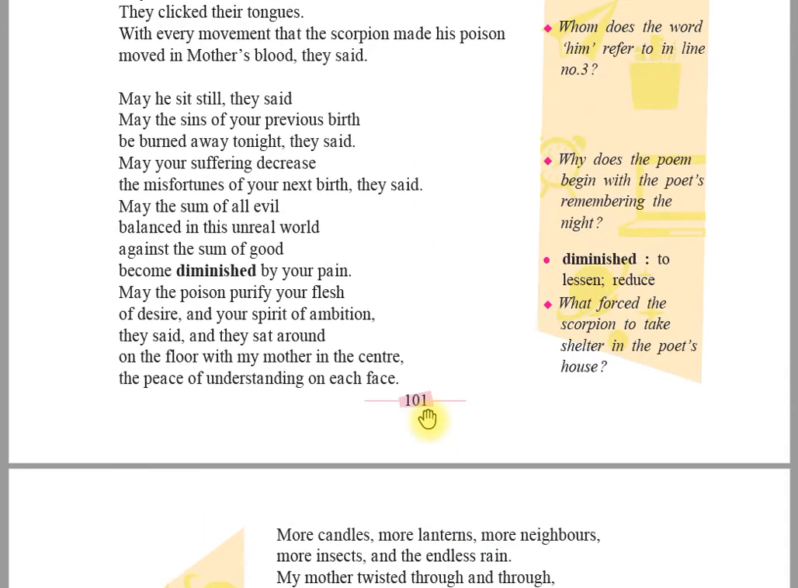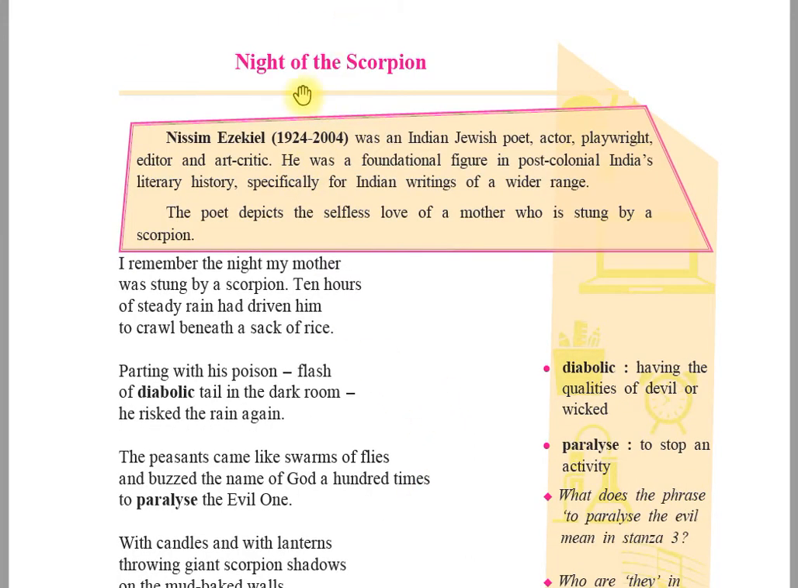So let us try to understand this poem, The Night of the Scorpion. It is a very beautiful poem which is written by Nissim Ezekiel. Now, first I will tell you in short the summary of this poem. Now, in this poem, Night of the Scorpion is a poem by Nissim Ezekiel. It starts in a house at night where it is raining, and the scorpion, in order to take some shelter, comes in the house.